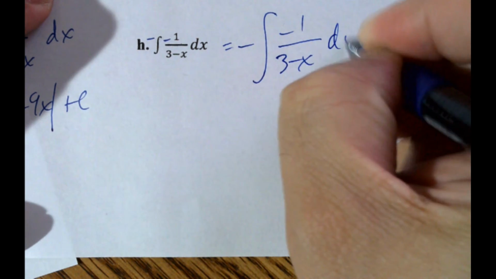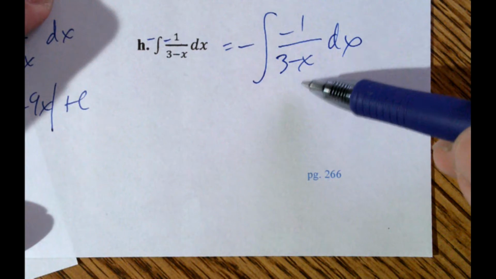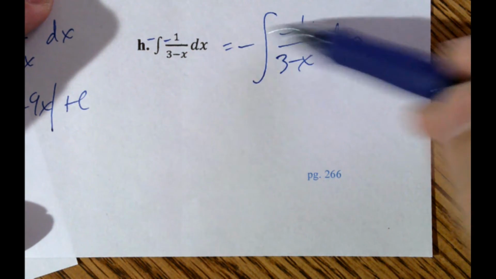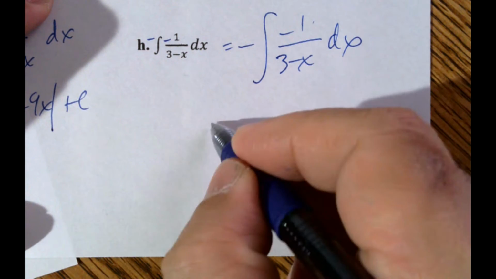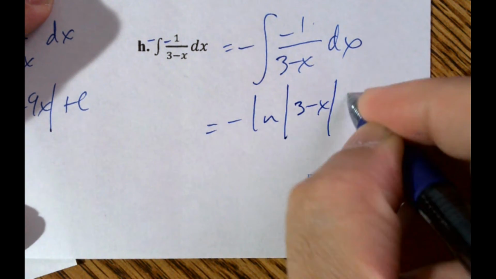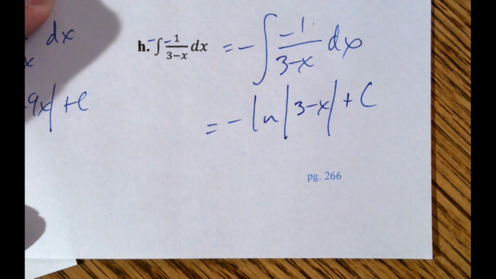Right? So the derivative of 3 minus x is -1. I multiply the numerator by -1, so I've got to multiply the outside by a negative. So it's negative natural log absolute value of 3 minus x plus c. That is it for page 266. Let's jump to page 267.